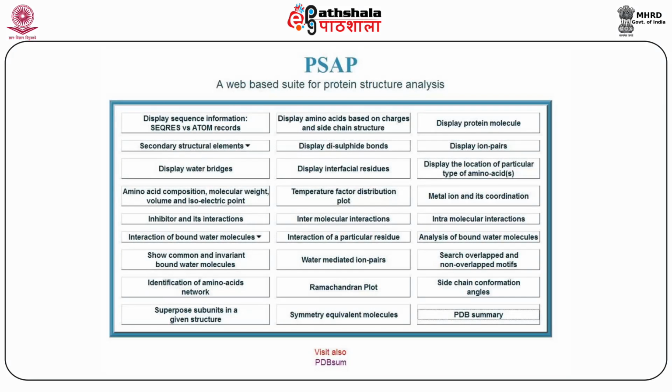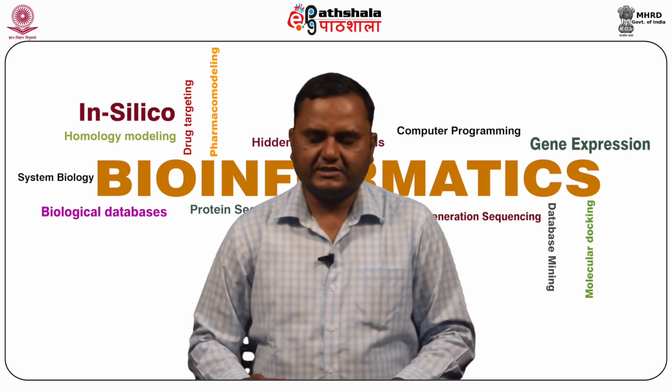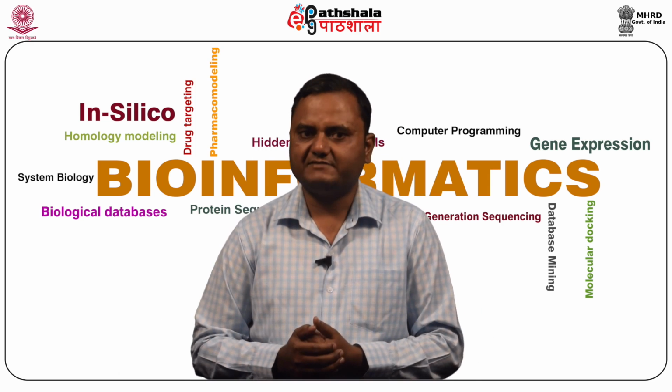Another structure analysis tool is a web suite for protein structure analysis. If you have a protein structure and you want to analyze it in many ways, you can do so in a single server. For example, if you want to see the Ramachandran plot, analyze the temperature factor, know the intermolecular interactions, know the interactions of a particular residue, display the interfacial residues, or see where the disulfide bonds are located, all these analyses can be done on a single server. There's the PSAP, the protein structure analysis. You know that bioinformatics tools are used to analyze both genomic data as well as proteomic data.